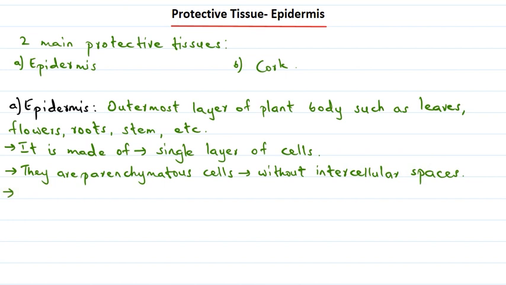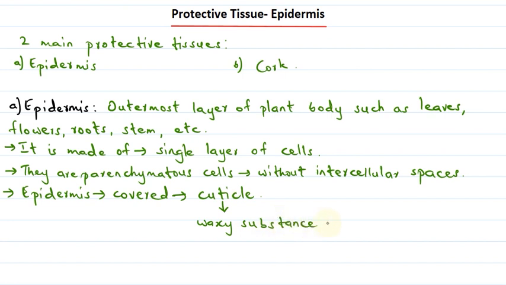Okay, and then the epidermis is covered by a waterproof layer. This epidermis is covered by a waterproof layer called the cuticle. So this cuticle is the waterproof layer that covers the epidermis. The cuticle is made up of waxy substance called cutin, secreted by epidermal cells. This cuticle is made of what? Made of a waxy substance, and the waxy substance is known as cutin, that is secreted by the epidermal cells.